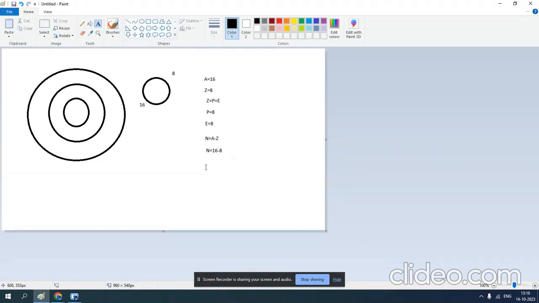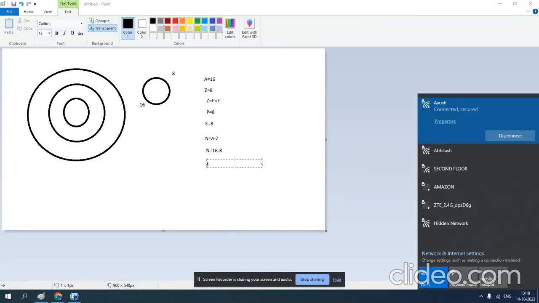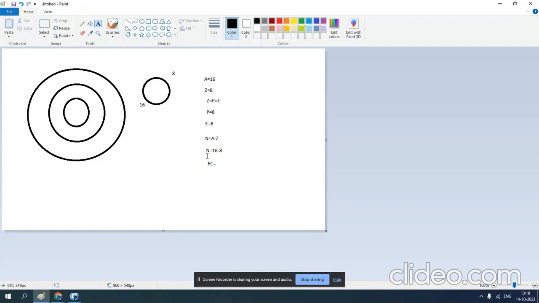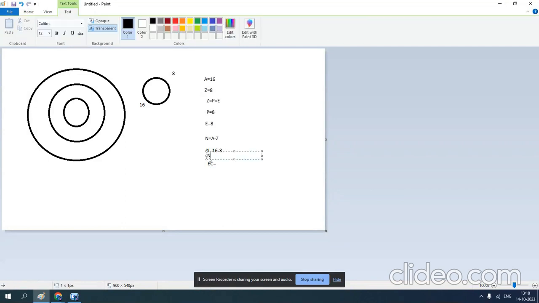Now we write EC equals. Always, the first shell, which my cursor is pointing to, can store up to 2 electrons. The second shell and above can store 8 electrons. Second, third, fourth, fifth shell all can store 8 electrons. So N equals 16 minus 8, which is 8.